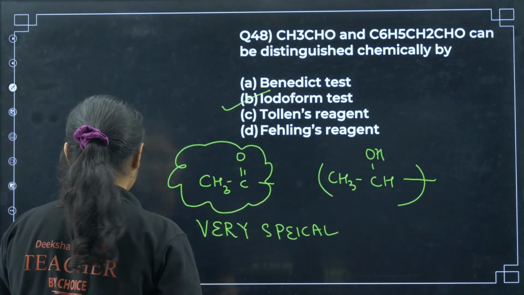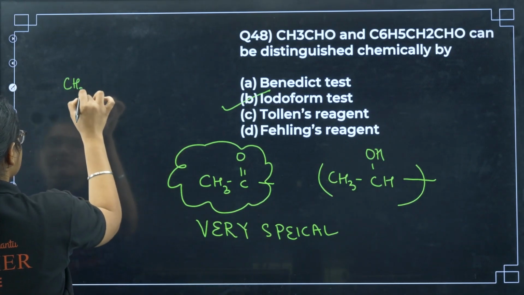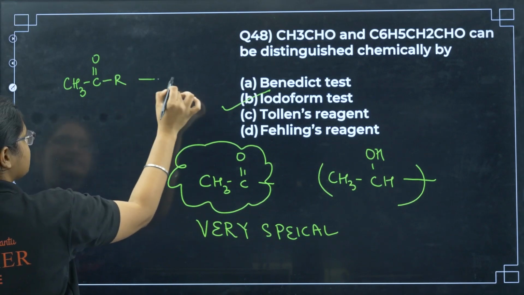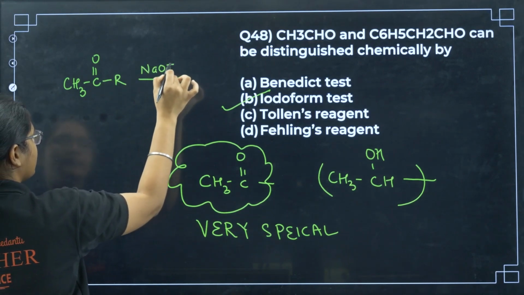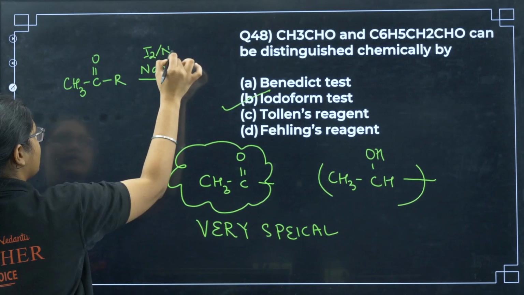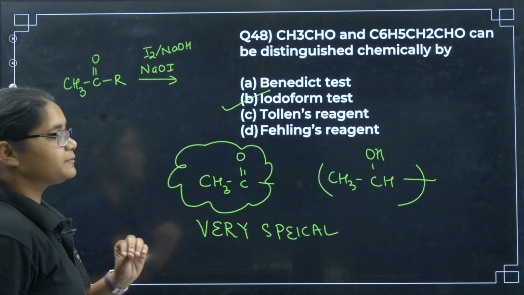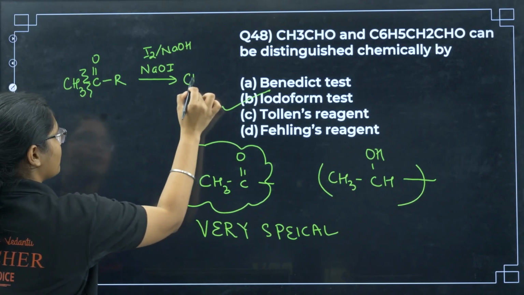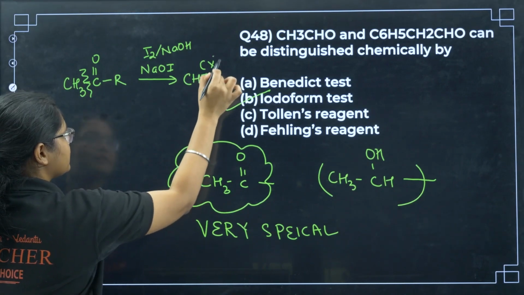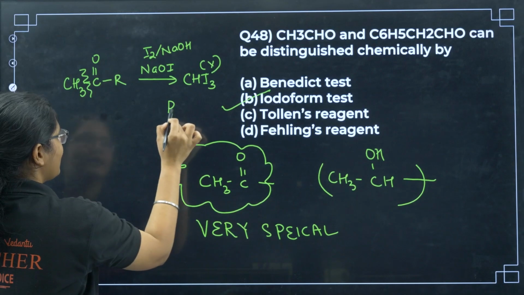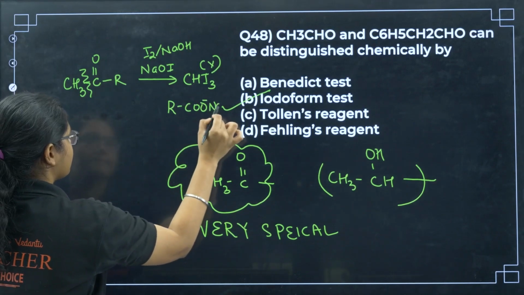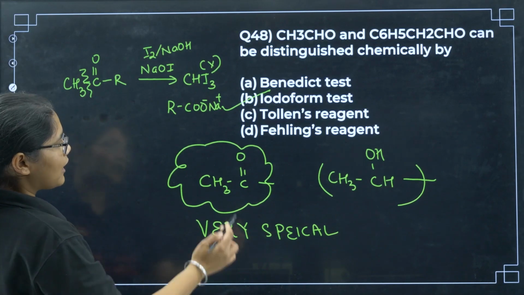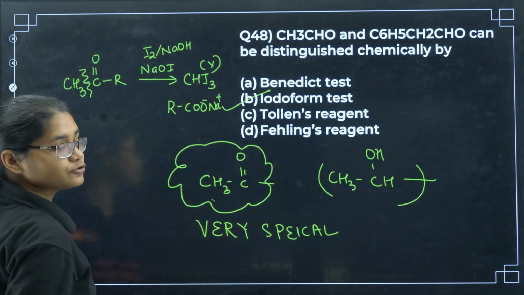What is the iodoform test? Whenever you have a methyl ketone, anything may be present, plus NaOI, or I can write it like I2 and NaOH. If this is present, what happens? This bond breaks here, and this group converts to iodoform, which is a yellow colored precipitate, and the other group gets converted to acid. So now I can see how I can distinguish them? Definitely CH3CHO, option number B.